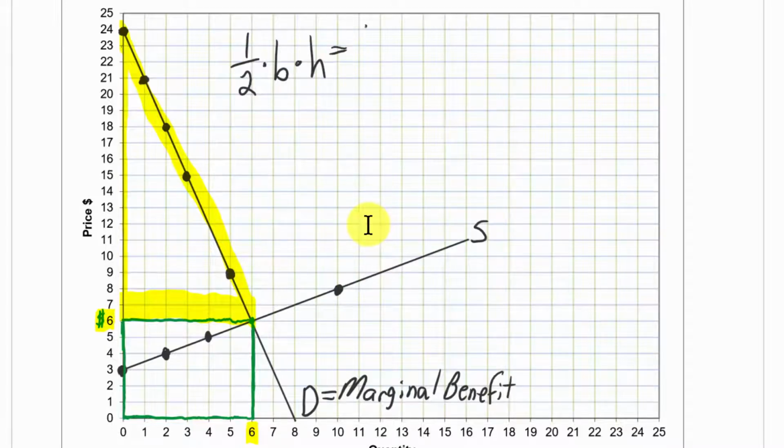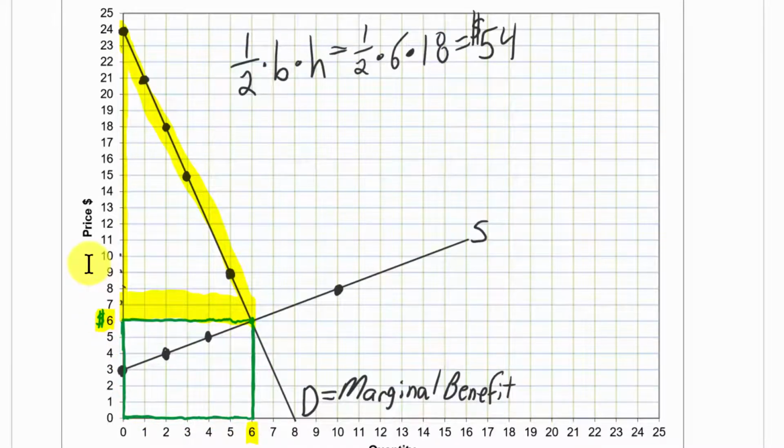All right, so that area is going to be 1/2 times 6 times, how high is this triangle? Well, it goes from 24 down to $6. 24 minus 6 is 18. Or if you really wanted to double check, you could just count your way up here, right? 1, 2, 3, 4, 5, all the way up. 1/2 times 6 times 18 is the same as 3 times 18, $54.